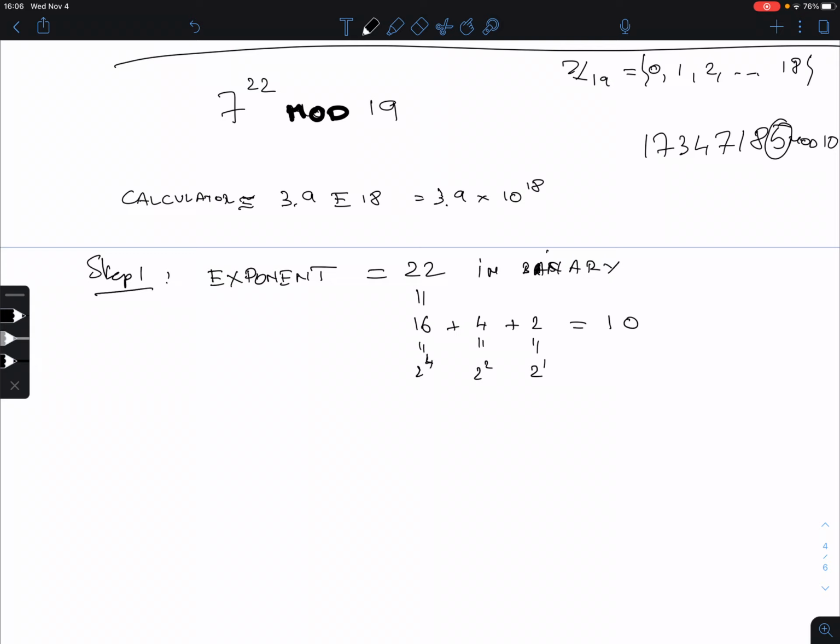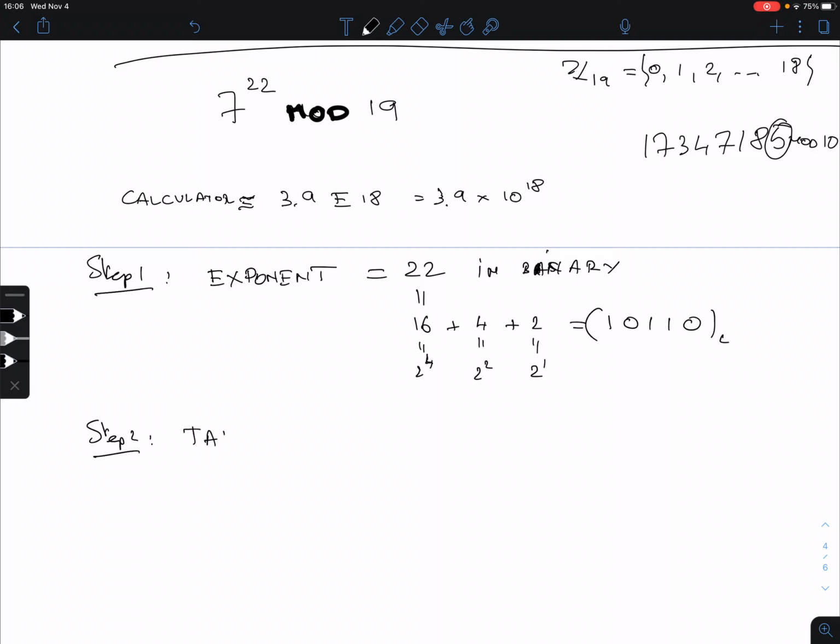A 0 for the 8s, then a 1 for the 4, then 1 for the power 1, and a 0. Okay? So that's the binary description. That's step 1. Now, we're not going to use it immediately. That's step 2.